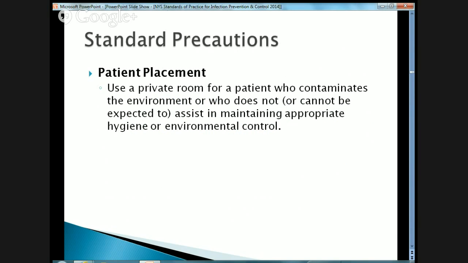Patient placements in the hospital, and actually in the doctor's office, you can place people according to the possibility of contamination. If you have a situation in which the person is coming in either with a rash or coughing, you can give them tissues, or you can give them a mask, or you can put them someplace away from the other patients.